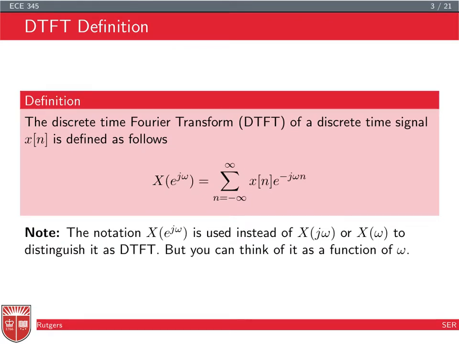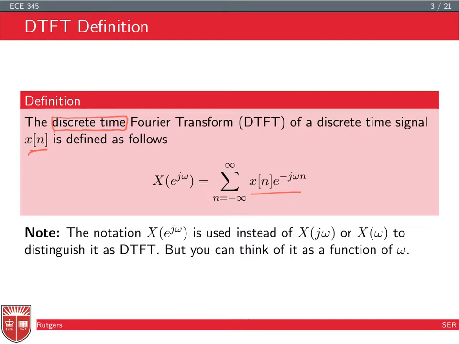So the DTFT, which is the discrete time Fourier transform, as the name suggests, is applied to discrete time signals. And for any signal x[n], the DTFT is defined as follows. The DTFT of x[n] is capital X(e^{jω}), and it's the sum over n of x[n] e^{-jωn}.